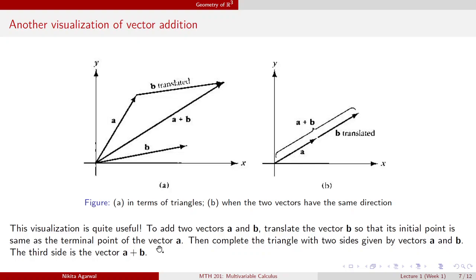Let us repeat what we did. To add two vectors a and b, translate the vector b so that its initial point is the same as the terminal point of the vector a. Then complete the triangle with two sides given by the vectors a and b. The third side of this triangle is the vector a plus b.